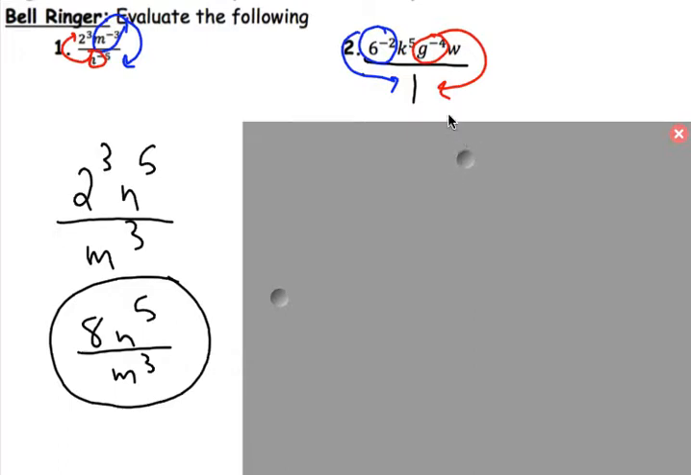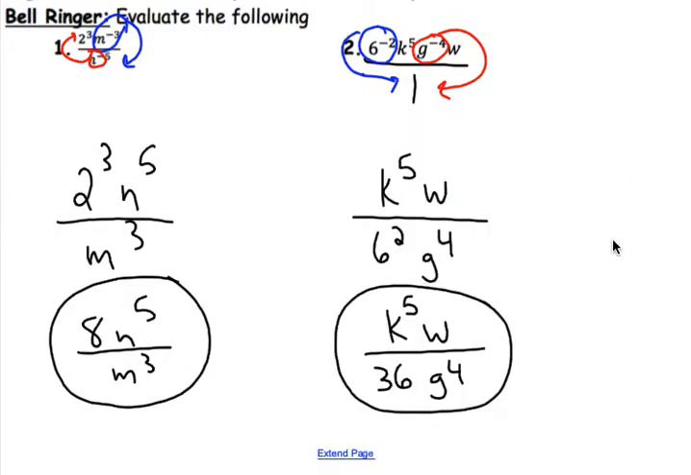Second bell ringer, the first thing we had to do was there was no fraction. Since I recognize there's negative exponents, I have to make a fraction first so that I have a place to move my negative exponents to. So we move the 6 to the negative 2 down. That would become 6 to the positive 2. And g to the negative 4, that gets moved to the bottom and becomes a positive 4. So here you go. You can see my work now.